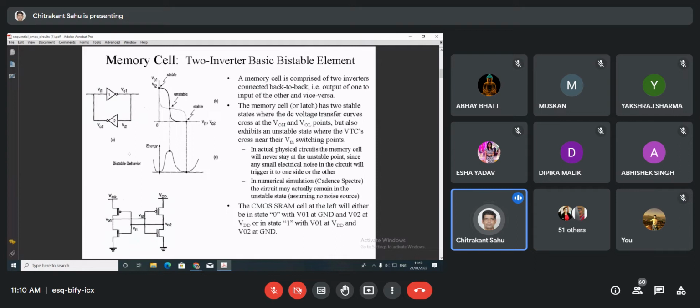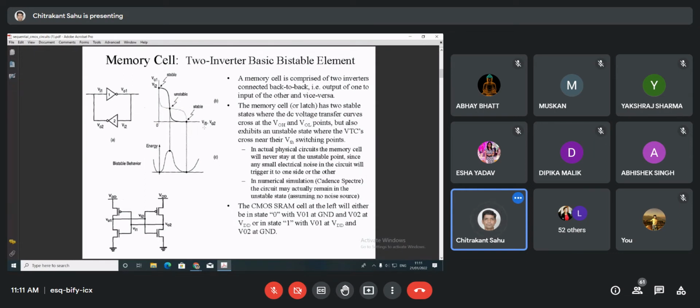So how will it have a bistable nature? For that we need to draw a VTC curve, the voltage transfer characteristics of a CMOS inverter. It is V input versus V output. If V input 1 is on the X axis, V output 1 will be on the Y axis, and the characteristic will be like this. When input is 0, output is 1, and then it goes like this, and when input is high, output is 0. Then similarly, because there are two inverters and the other inverter is flipped, what will happen?